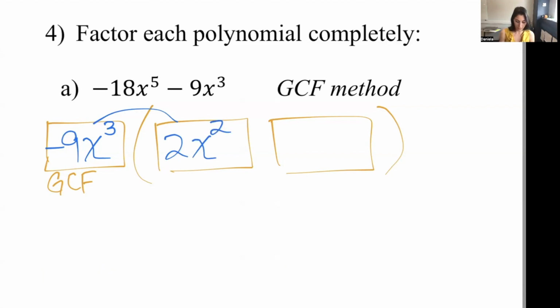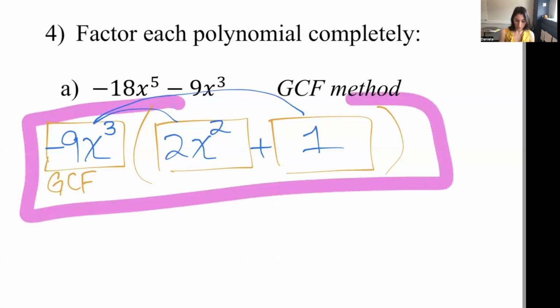So then negative 9x to the third times what gives me negative 9x to the third? Well, a negative times a positive gives me a negative, so I know this is going to be plus, and anything times 1 is itself. So this is actually the full entire answer, is all of this.